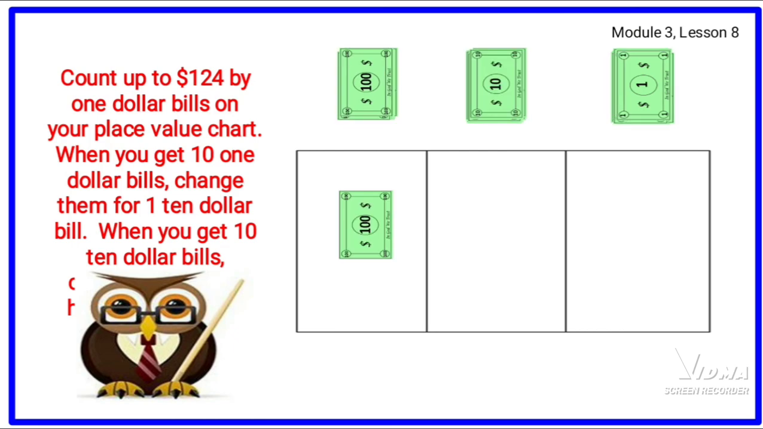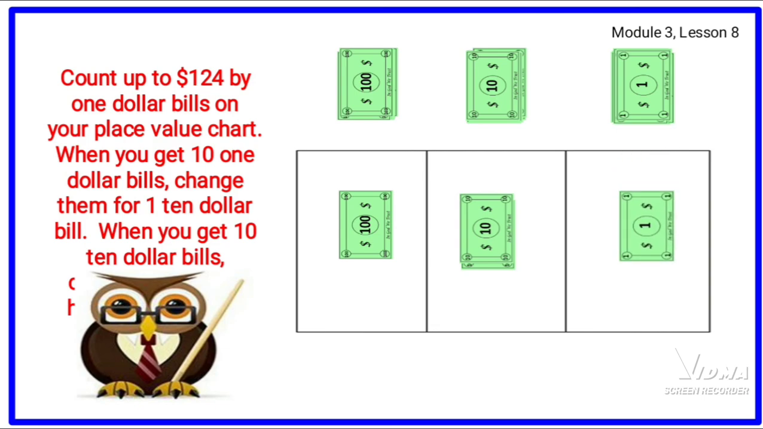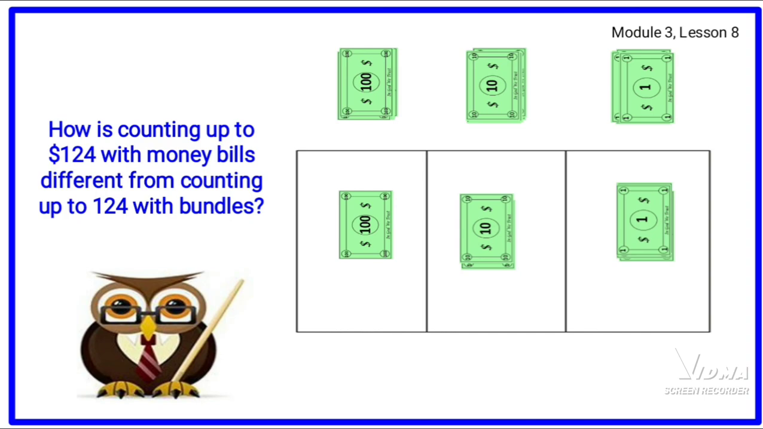So we have $100. Remember, we're counting up to $124. Now we have $100. We have $110 now. $120. We're counting up to 124. $120, $121, $122, $123, $124. All right, so you see, you can count the money using bundles and get your facts straight.